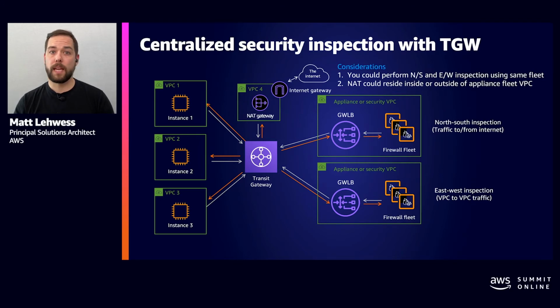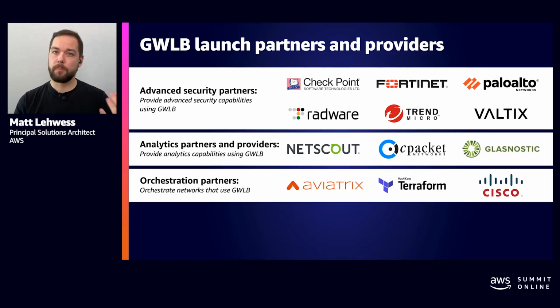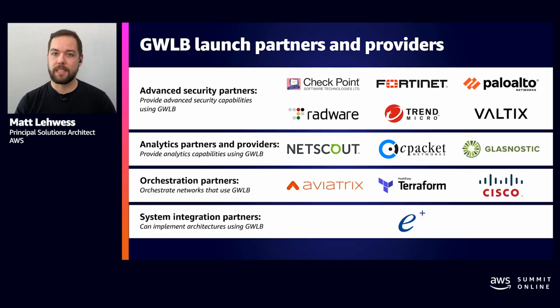And you could also take the NAT gateway and put it in the appliance or security VPC if you wanted to as well. Now we do have a lot of partners here. So we have our advanced security partners like the Checkpoints, the Palo Altos, the Fortinets, etc., that have appliances that work with Gateway Load Balancer. That list is much, much longer now. We have analytics partners that are integrating with Gateway Load Balancer, orchestration partners, and then system integration partners like E+ as well.